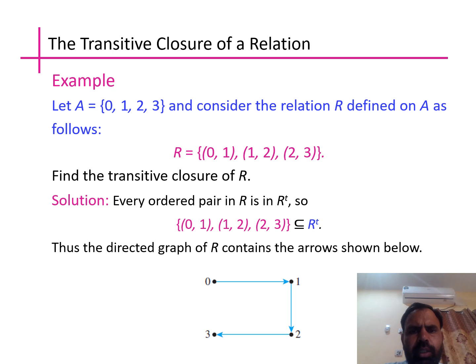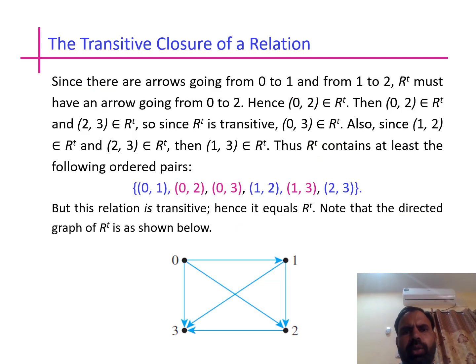For example, if we take A = {0, 1, 2, 3} and consider relation R, which is defined on A as follows: R is {(0, 1), (1, 2), (2, 3)}. And then we find the transitive closure of R. If we discuss the solution, every ordered pair in R is in RT. So R is a subset of RT, and thus the directed graph of R is as follows: 0 to 1, 1 to 2, and 2 to 3.